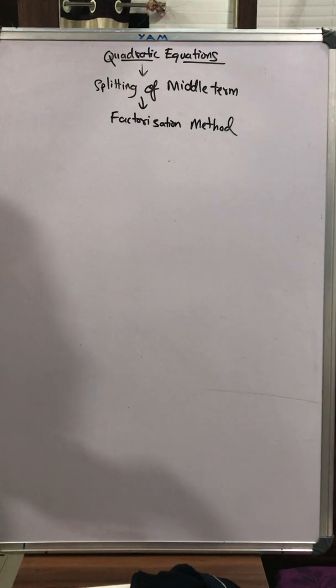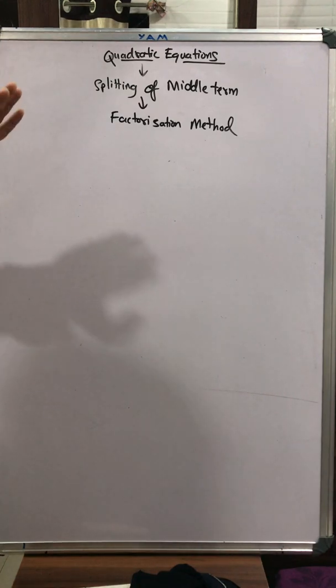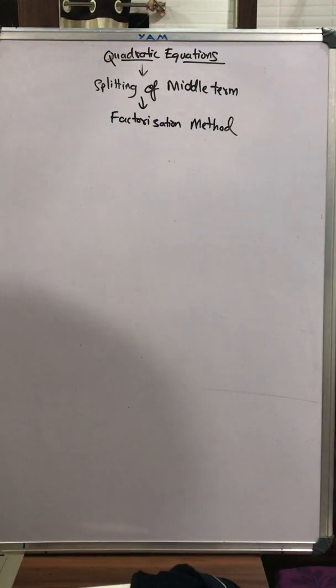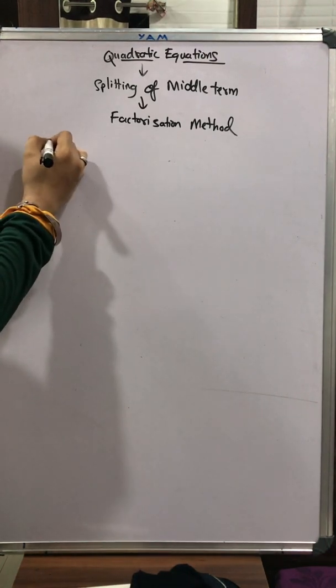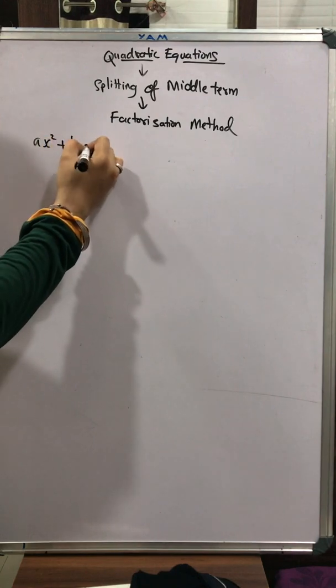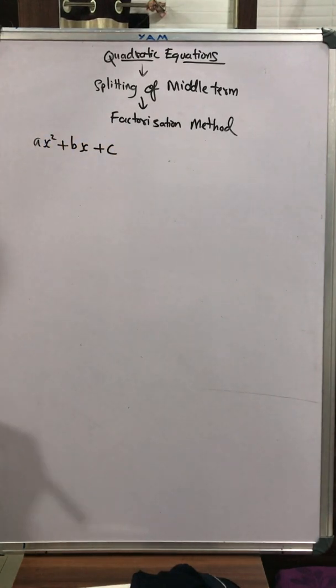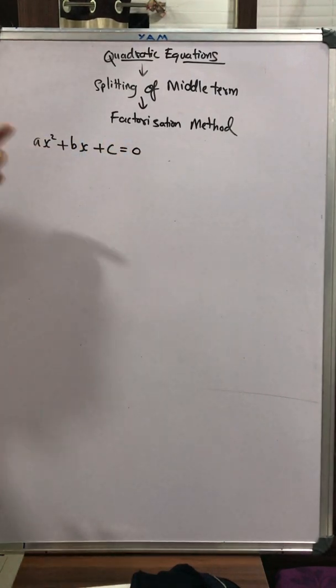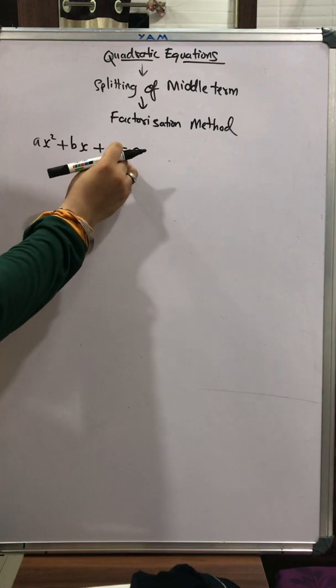Now, how exactly to proceed with this method? I will say there are two types of questions, students. Be careful. When we solve a quadratic equation with the help of splitting of middle terms, we'll come across two types of questions. How do we generally write a quadratic equation? We write a quadratic equation as ax square plus bx plus c. It is optional whether you write equal to 0 or not, but if I use the word equation, then I have to write equal to 0.